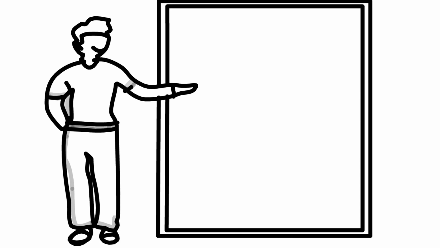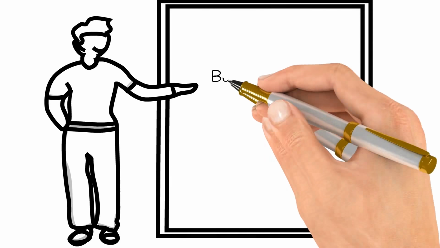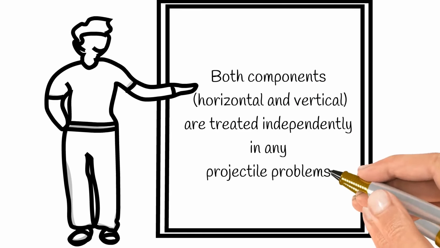However, the two components, horizontal and vertical, have no effect on each other, and when we solve any projectile problems, they are treated independently. I will show you how. Assume that you stand on a flat surface, holding two balls. One is thrown perfectly horizontally, while the other is thrown vertically downward, both at the same height.